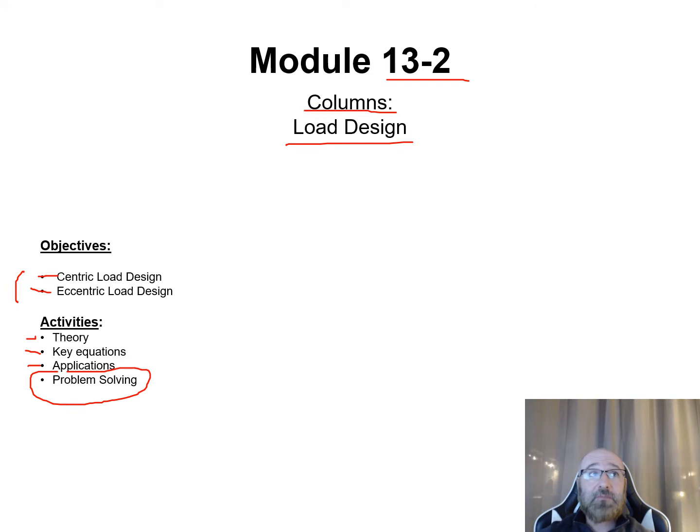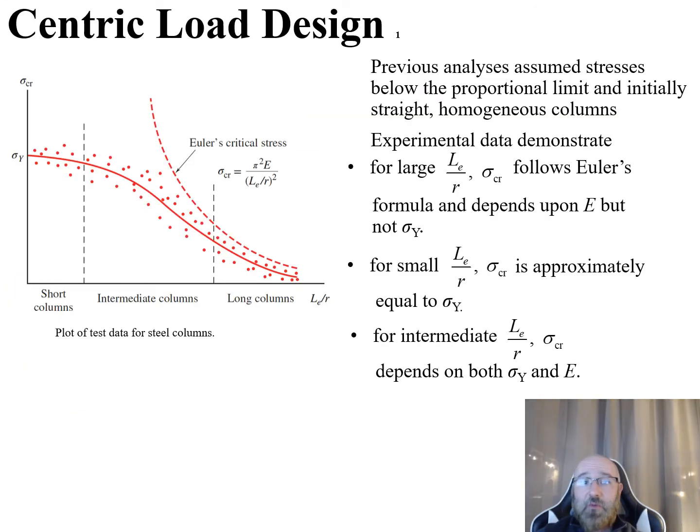As we begin this module, we're first going to take a look at the topic of centric load design. Previously, we determined critical loads of a column by using Euler's formula, and we determined the deformations and stresses in eccentrically loaded columns by using the secant formula. In each case, all stresses remained below our proportional limit, and the column was initially a straight homogeneous prism.